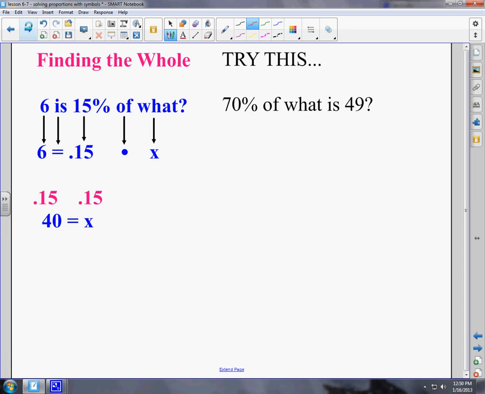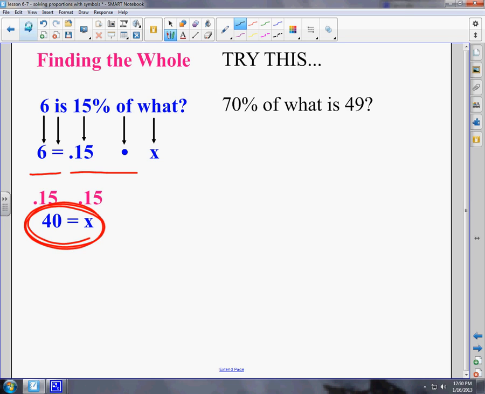So this one's a little bit off. We have 6 is 15% of what? So 6 equals 0.15 times X. So then you divide by 0.15 on both sides, and X equals 40. So try this one.